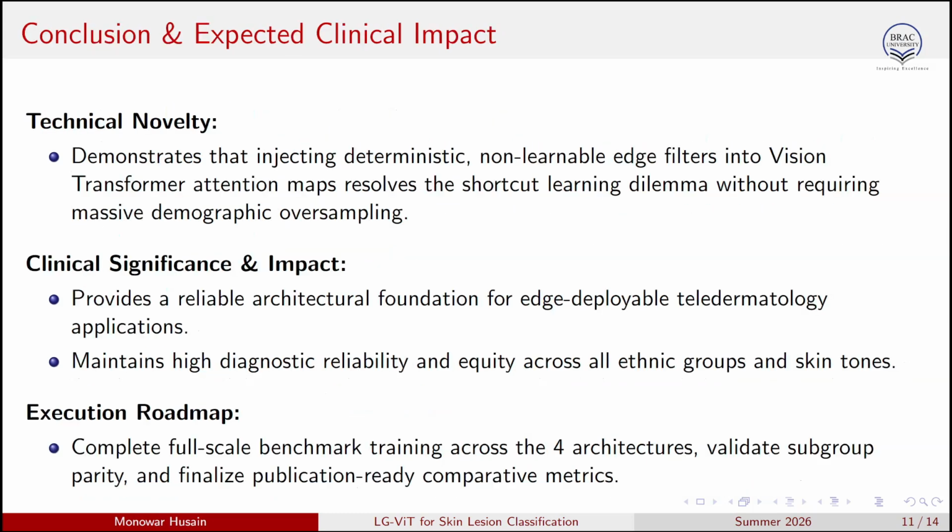In conclusion, LGViT demonstrates significant technical novelty by proving that injecting a non-learnable edge filter into the attention map resolves the shortcut learning dilemma without the need for massive demographic oversampling. Clinically, this provides a highly reliable foundation for edge-deployable teledermatology that maintains diagnostic equity across all ethnic groups. Our execution roadmap focuses on completing full-scale benchmark training and finalizing our parity metrics for publication.